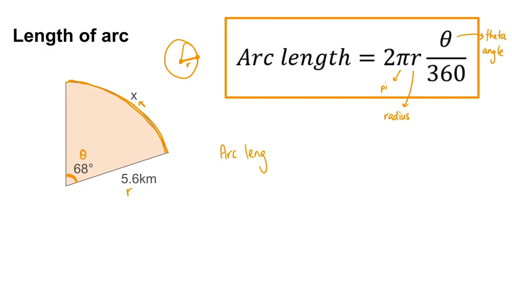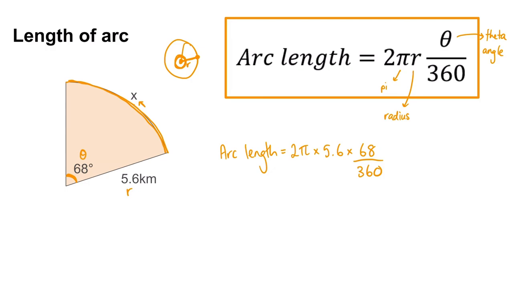Arc length equals 2 pi. You can type that straight into your calculator. 2 pi, then I'm going to times that by r. The radius was 5.6. Times by, I've got 68 was my angle over 360. That's always going to be 360 on the bottom because there are 360 degrees in a full rotation of the circle, and I was just looking at 68 of them.